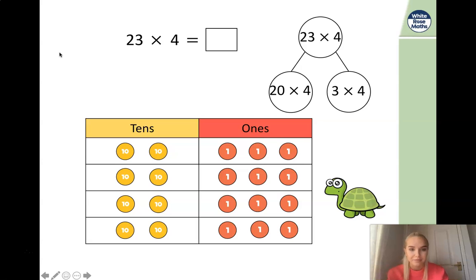Okay, so 3 multiplied by 4 is 12 and 20 multiplied by 4 is 80. You could do 2 multiplied by 4 and then times it by 10, which gives you 80. What do we need to do to these two numbers now? Because 23 multiplied by 4 is not 80, 12, is it? What do we do now with these numbers? We add them together, fantastic. Can you do that now, please, and then find out the answer? Brilliant, so you should have all got 92, and that is our answer.